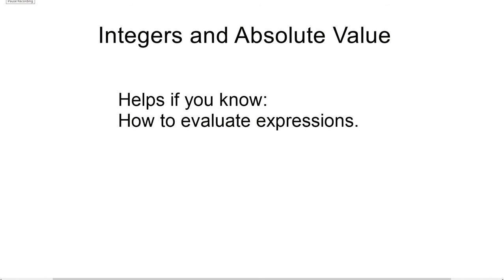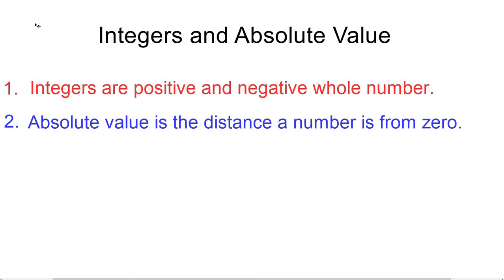Let's look at integers and absolute value. It helps if you already know how to evaluate expressions. So let's look at the two definitions, and then we'll get into some examples. First, integers are positive and negative whole numbers. That is, there are no fractions and no decimals. Integers are whole numbers like 1, 2, -1, and -2. Absolute value, a distance a number is from 0.